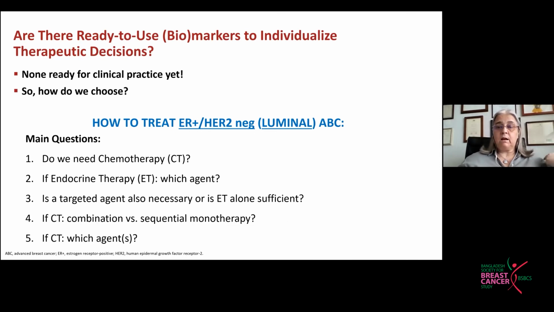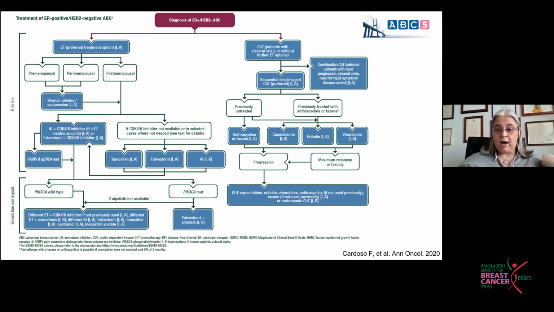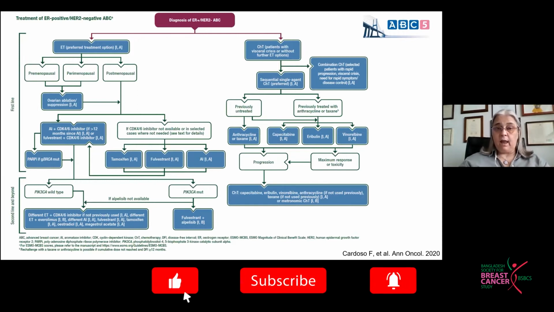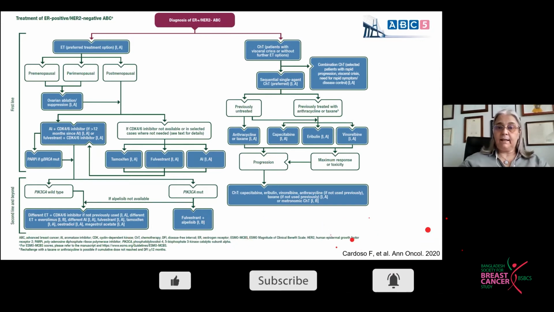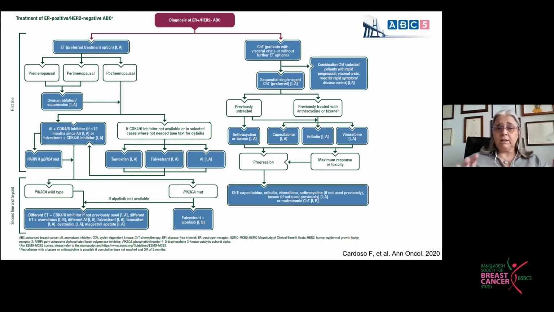This is the algorithm of ABC5 that you can find freely online, together with the paper, both at the ESMO website and at the ABC website. You see that there are many options. This is a subtype where we do have many options. Some are more expensive than others, and I'll go through that with you, but there are others that are not very expensive. On the left side, you see all the endocrine-based therapies, which are the preferred options, and on the right side, the chemotherapy-based options.